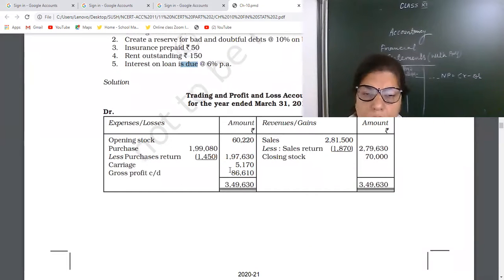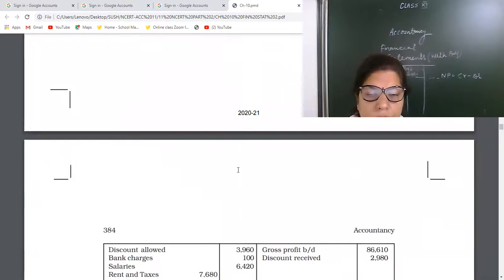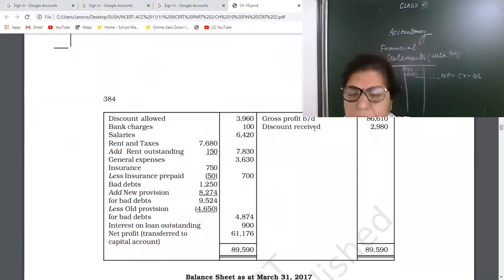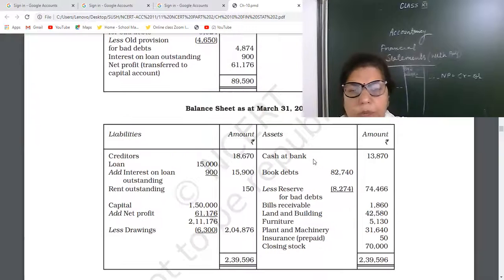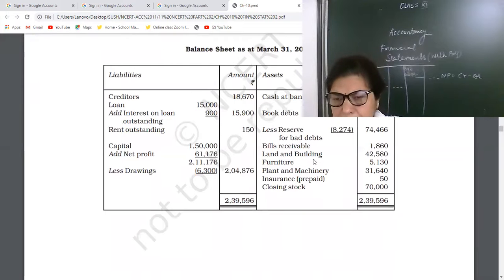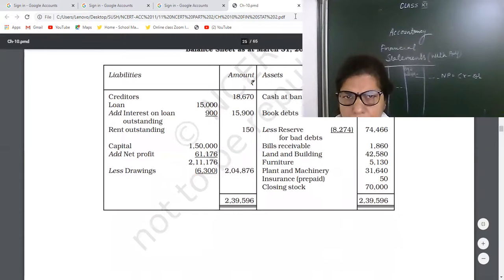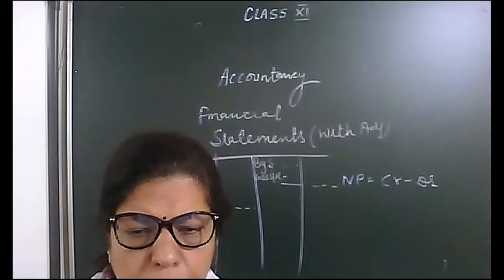So we calculate gross profit, then we transfer this gross profit to profit and loss account to calculate net profit. If the total of credit side is more than debit, that will be net profit. Maybe there will be a chance of net loss, if the total of debit is more than total of credit. Then we prepare balance sheet accordingly. Okay, liabilities and asset, total of both sides should match. I am sure you all are able to do it.